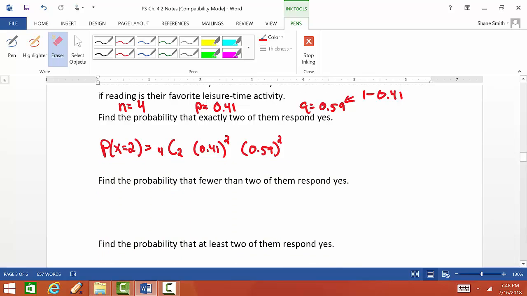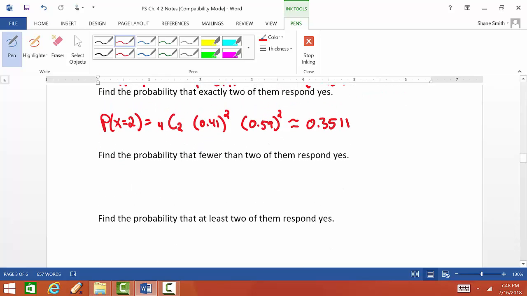So let's put this in your calculator. 4 choose 2, 0.41 to the second times 0.59 to the second, and you should be able to put this all on the same line. And when you do, after rounding to 4 decimal places, you should get 0.3511. Let's do the next one.